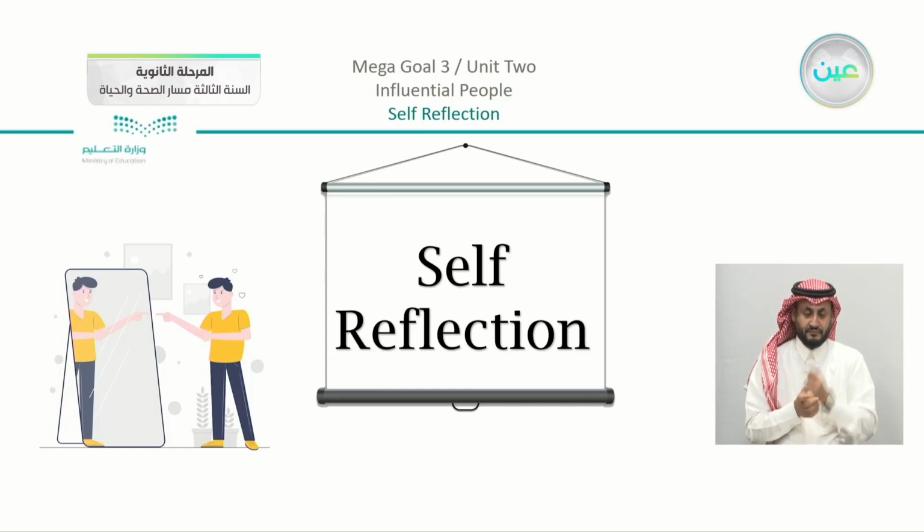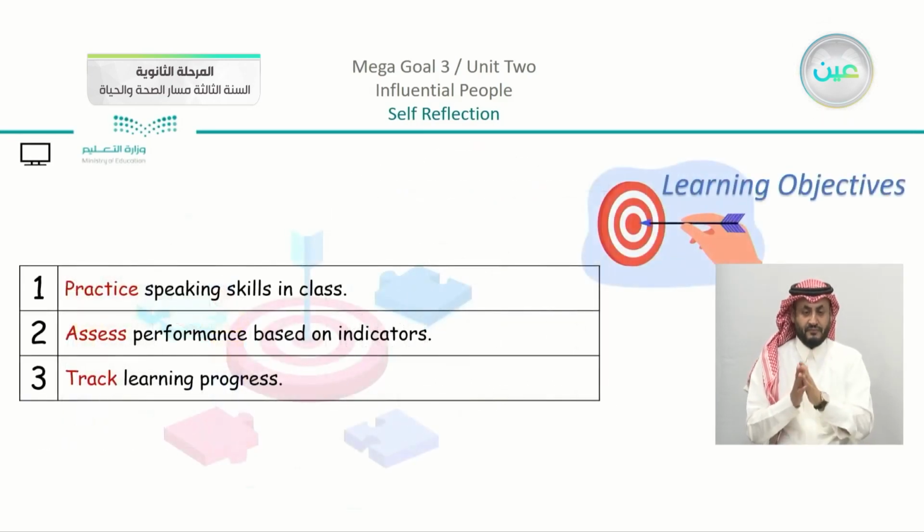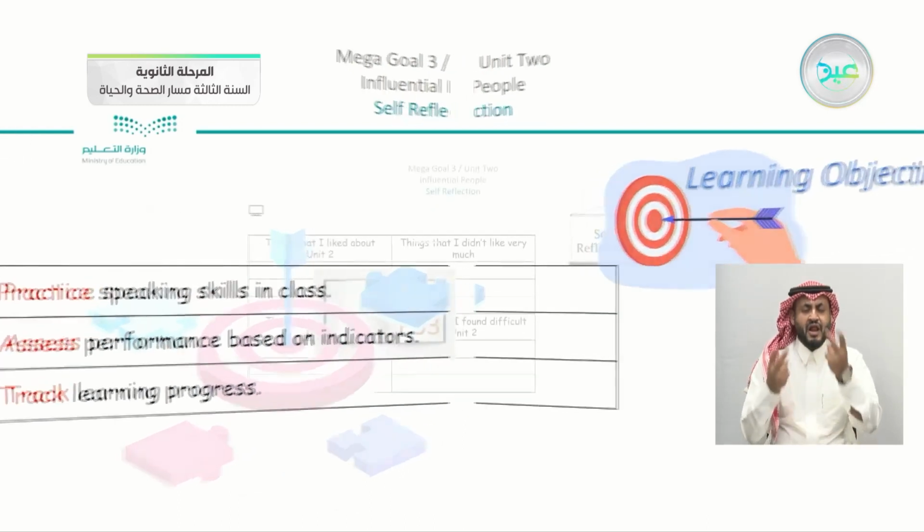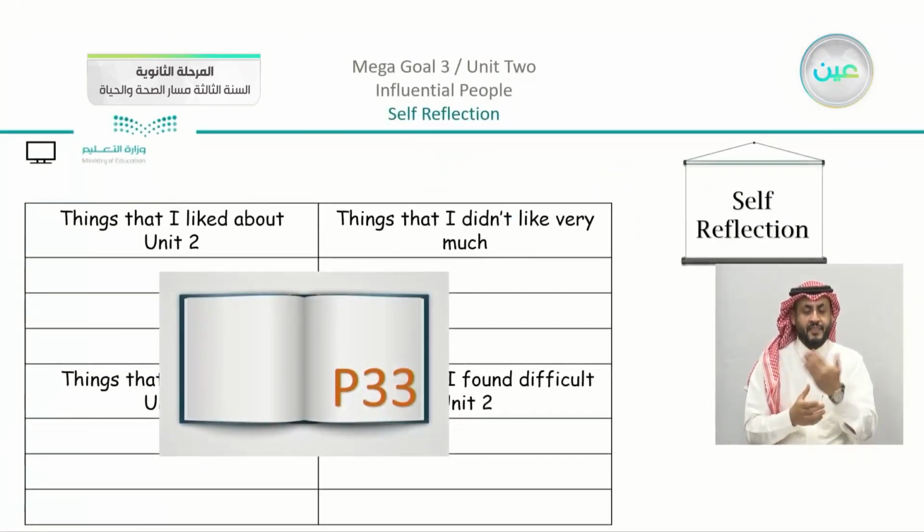So here, there is in the book, the page that we're going to just now study. We have, of course, our objectives. We have number 1, to practice speaking skills in class because you're going to discuss with your classmates. We have number 2, assess performance based on indicators, or assess, sorry. Number 3, track learning progress. So, open your books, please, on page number 33.